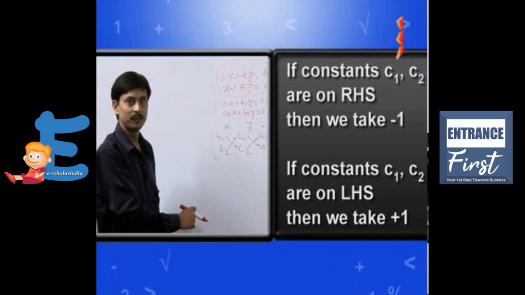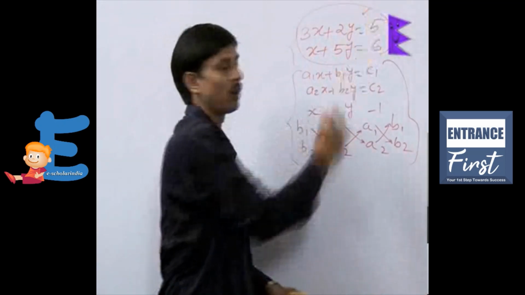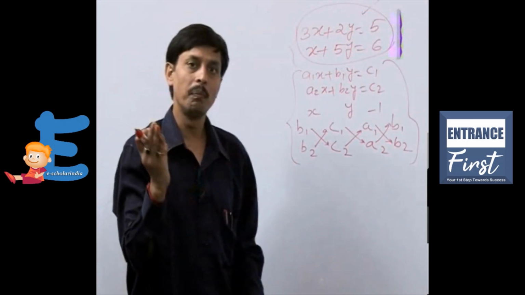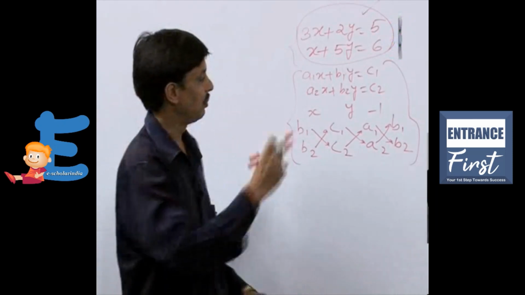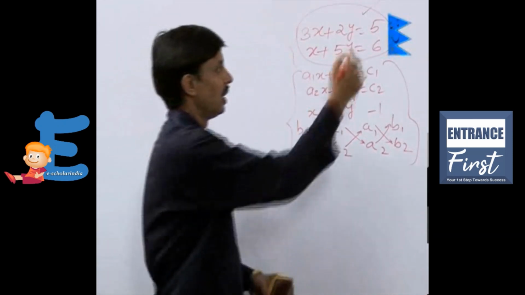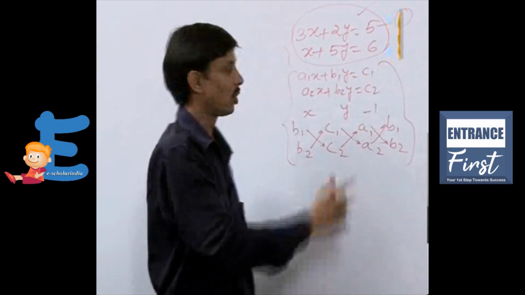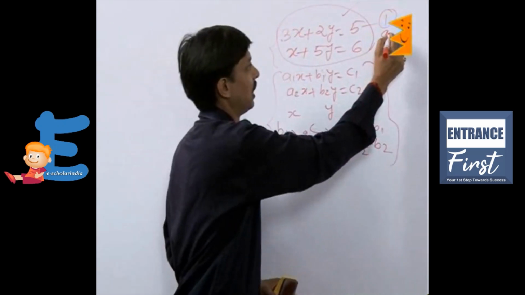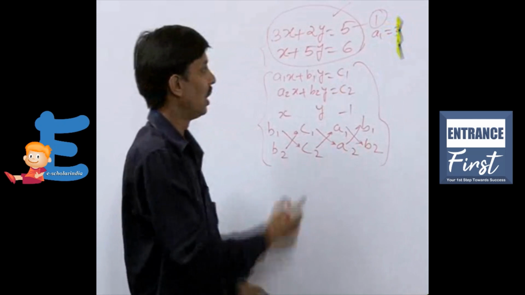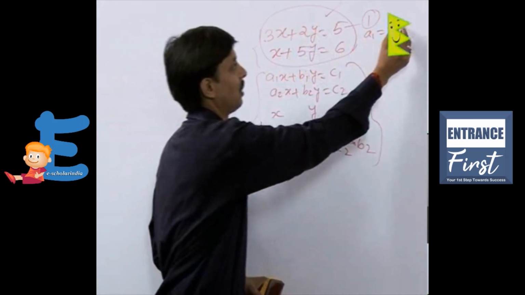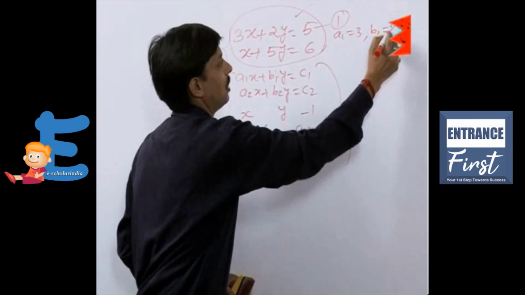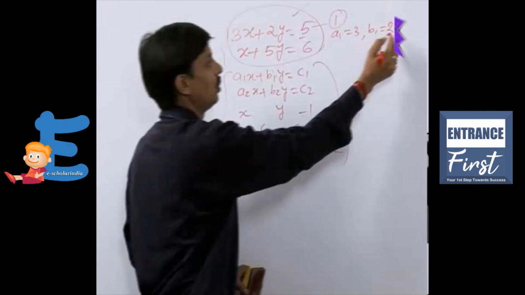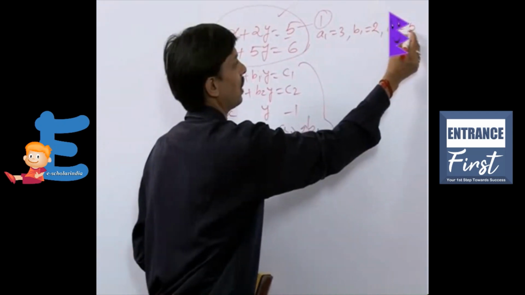To solve it, we will first of all find what a1, b1, c1, a2, b2, c2 are. Then we will apply BCAB here. In equation number 1, the coefficient of x is a1, which is 3. In equation number 1, the coefficient of y is b1, which is 2. The constant c1 is 5.